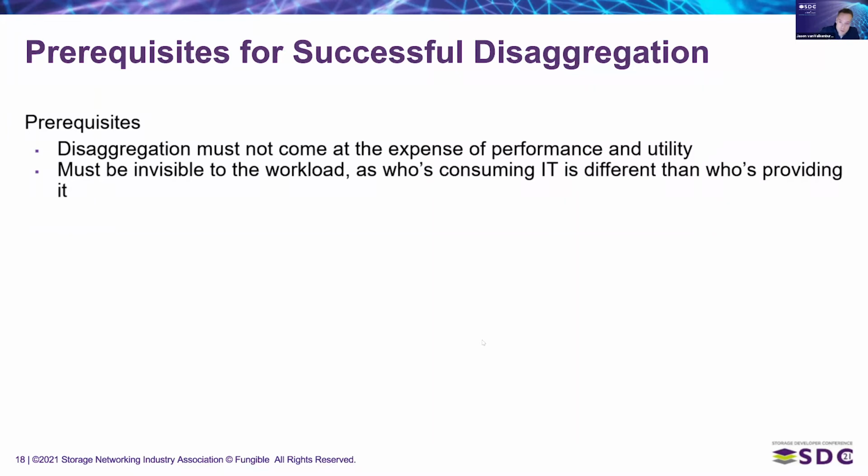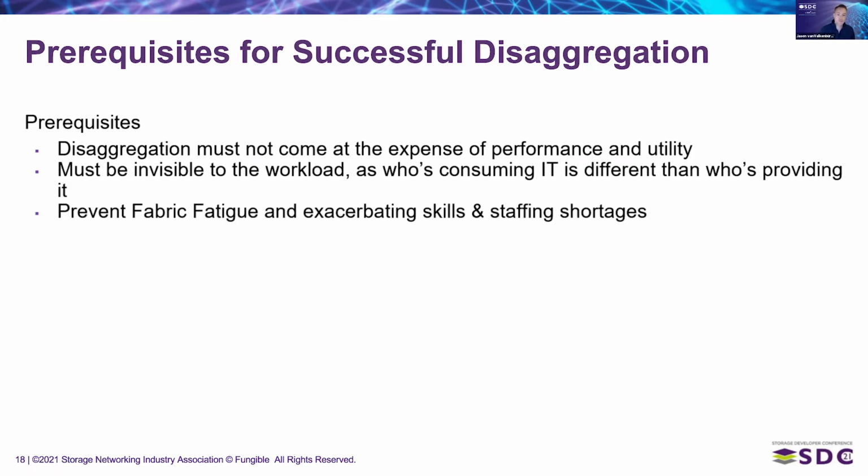It's got to be invisible to the workload, right? And the context of this is who's consuming IT services today and who is providing infrastructure services are different, right? So, we're moving now to people like DevOps consuming, people driving workload deployments versus infrastructure folks or app admins, deploying applications, right? So what this means is that the disaggregation architecture has to be transparent, it has to be invisible, or it has to be at least deployed in a way that makes you not have to make special accommodations or do anything special, right? We want to prevent what I call fabric fatigue, right?